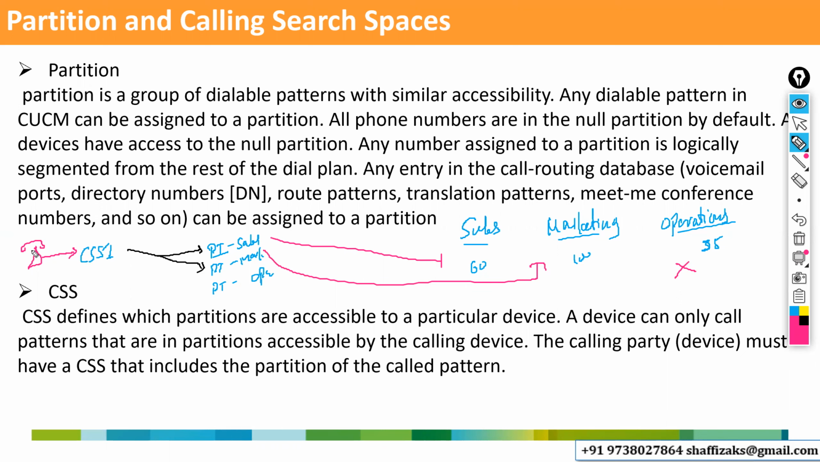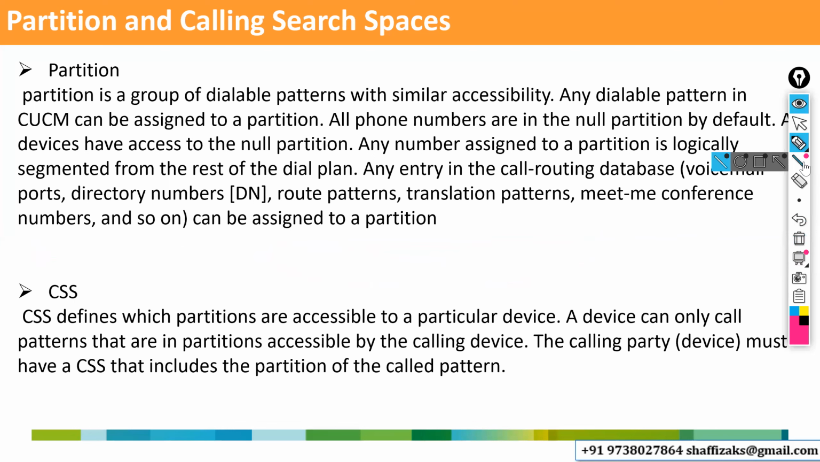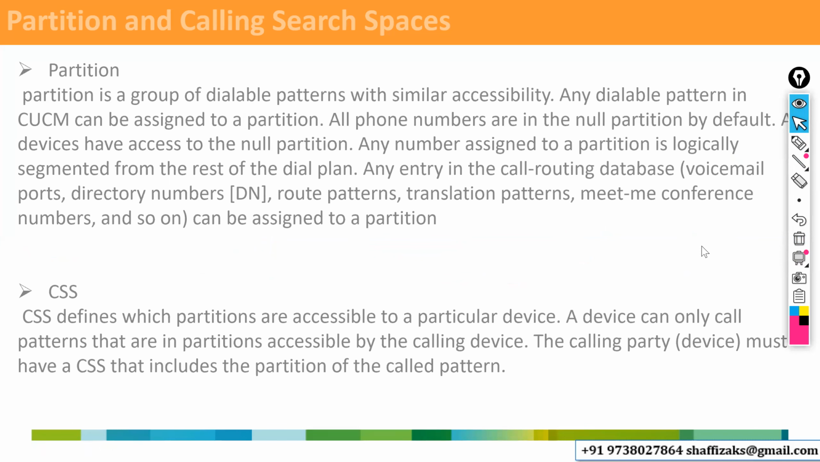See, this is the phone. The CSS we have created, we have applied. Under this CSS, multiple partitions can be created. Creating a partition is different, creating a CSS is different. Under one CSS, however many partitions you have associated, the call goes only to those partitions. We don't have any limit. However many you want, you can configure. That's what partition and CSS are.